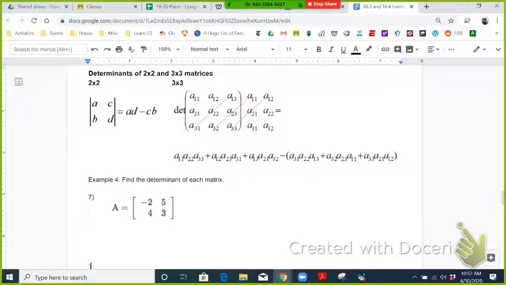Okay, now we're going to learn how to find determinants of a 2 by 2 and a 3 by 3 by hand and with a calculator. We just went over 2 by 2s because you need to know how to find the determinant of a 2 by 2 in order to find the inverse of a 2 by 2.